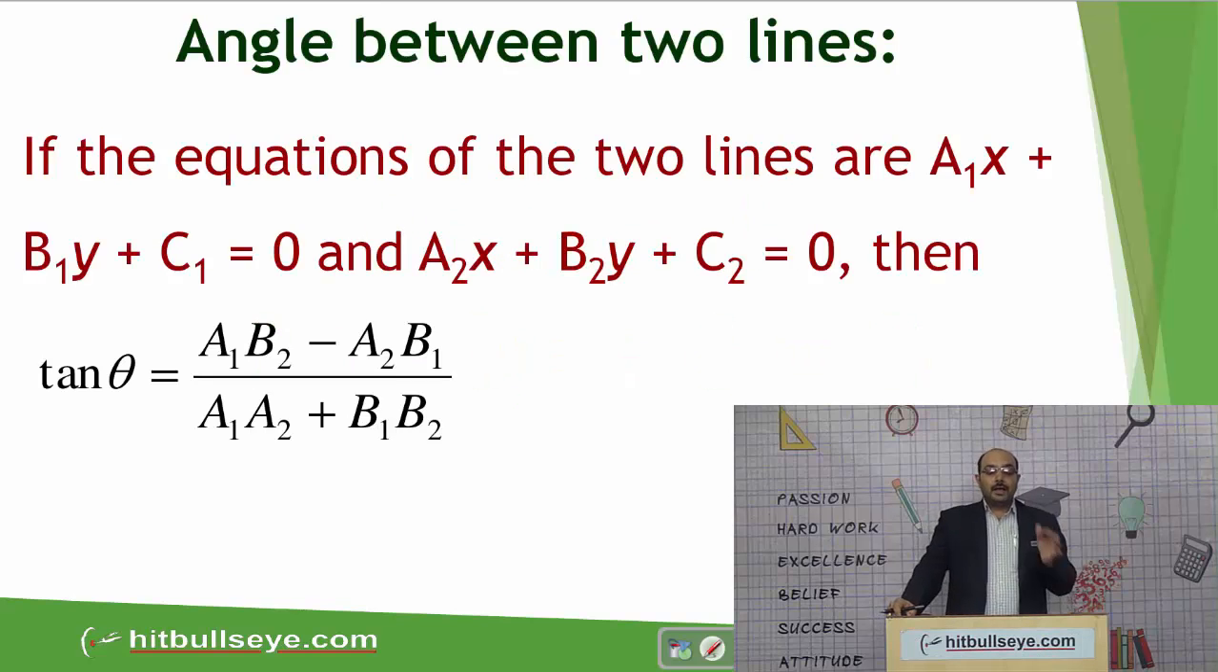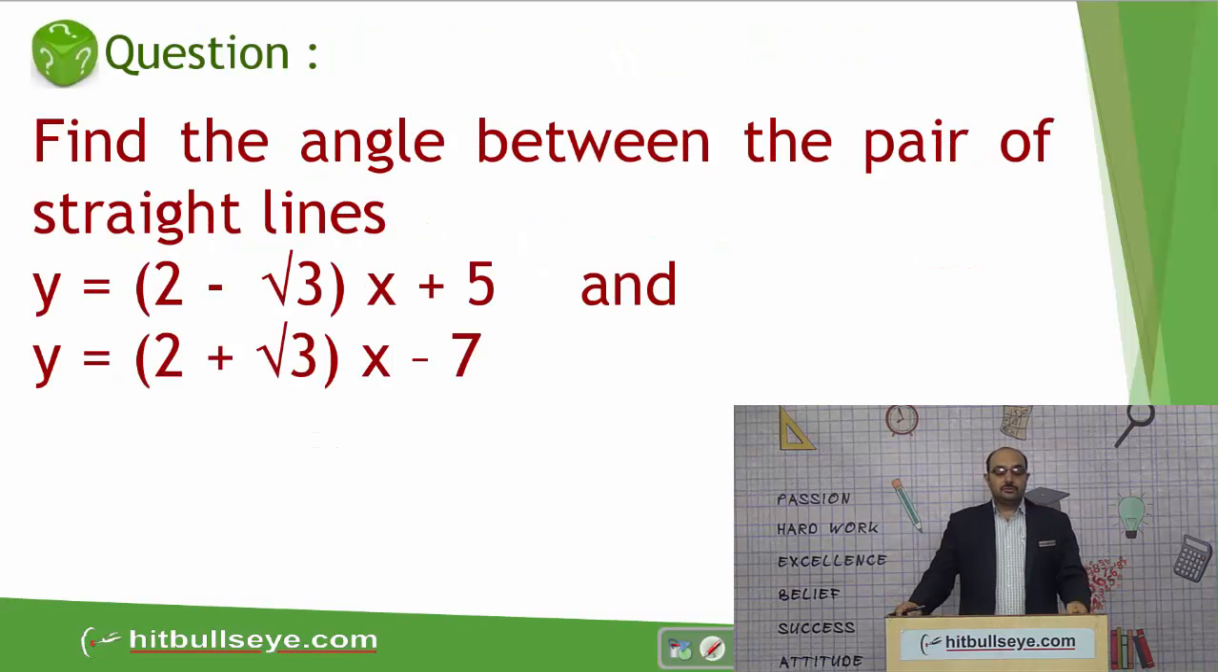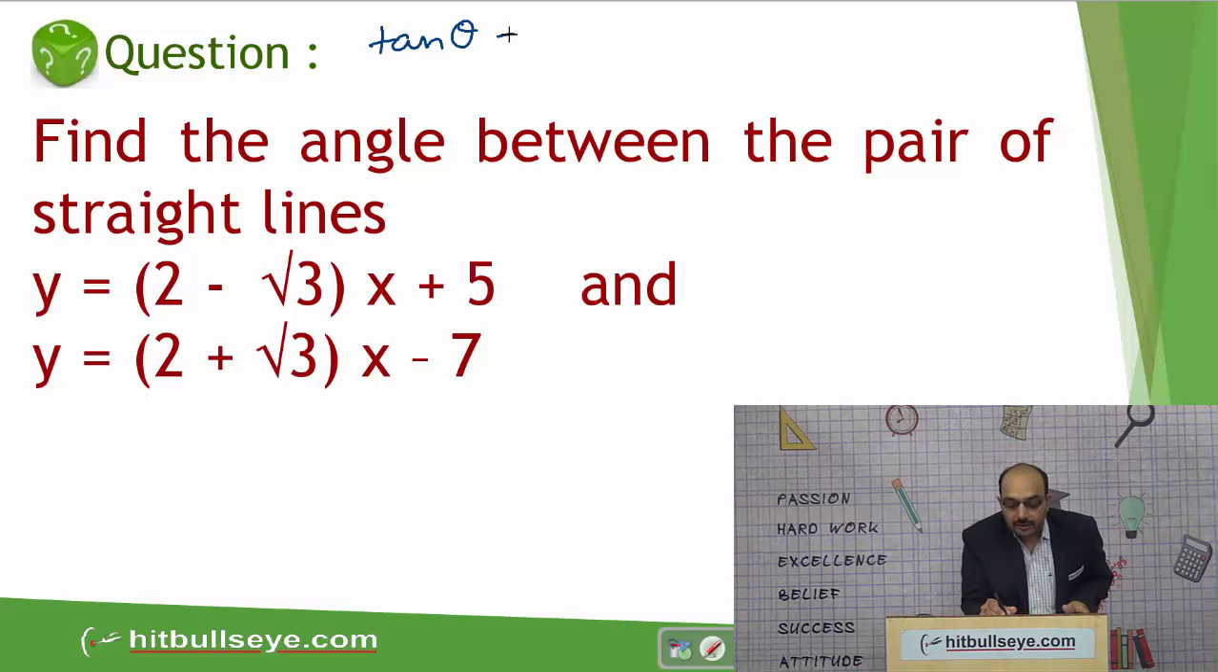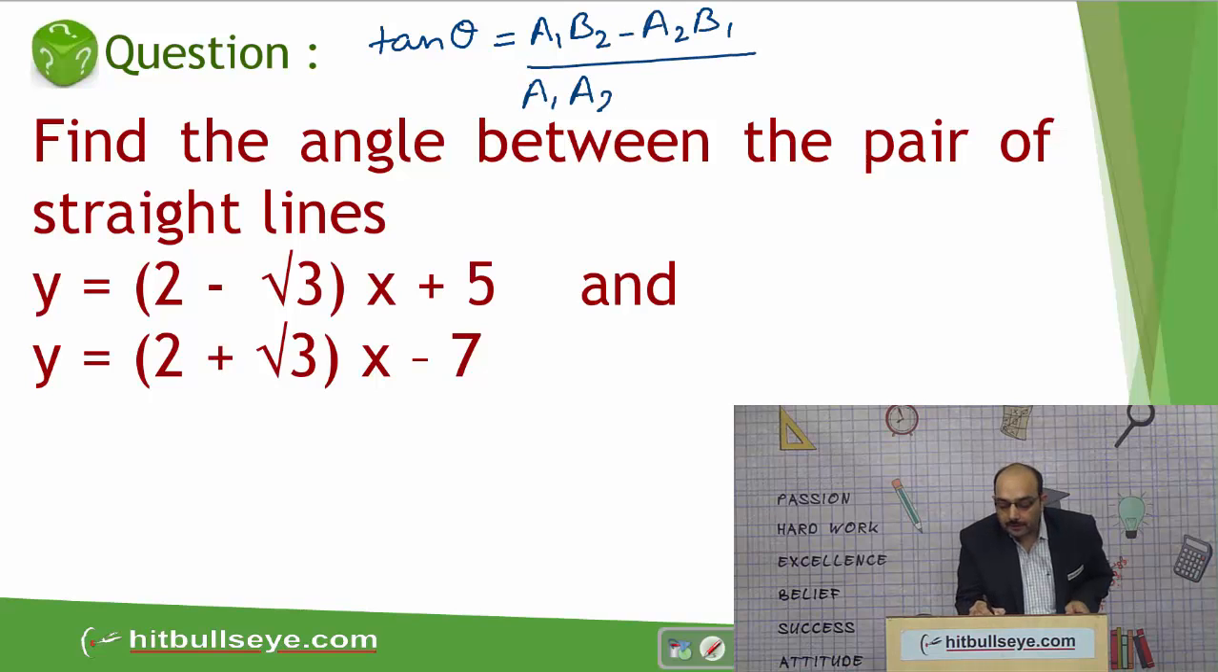So we are given the angle between two lines. If the equations of the two lines are a1x plus b1y plus c1 equals 0 and a2x plus b2y plus c2 equals 0, then tan theta is given as a1b2 minus a2b1 upon a1a2 plus b1b2. Find the angle between these two straight lines. First of all, let's write the formula: tan theta equals a1b2 minus a2b1 upon a1a2 plus b1b2.